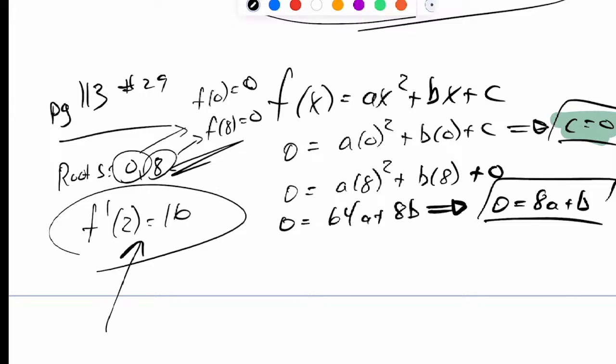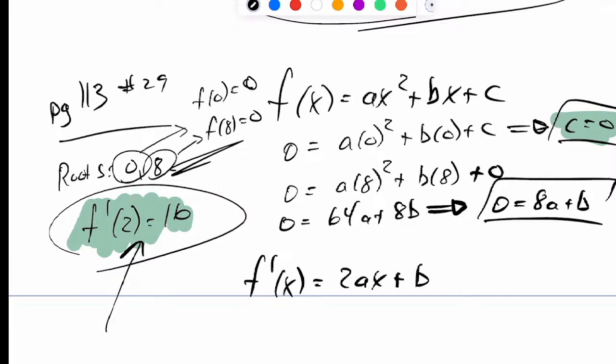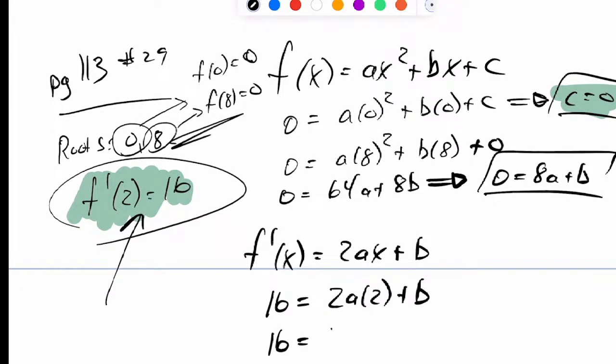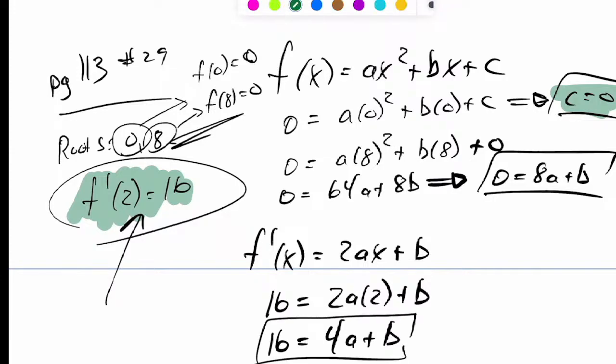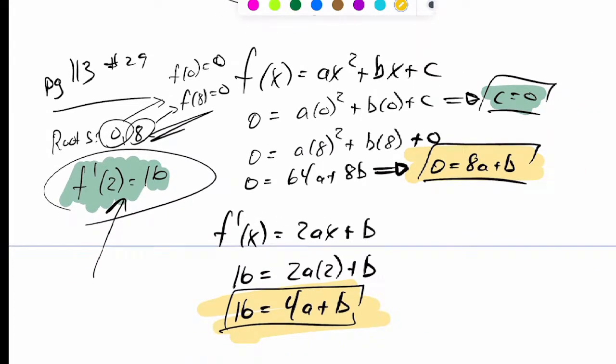I have not used this piece of information yet, so I'm going to take my derivative. f'(x) is 2ax + b. Therefore, if I let x be 2 in my derivative, it equals 16, so 16 is 4a + b. So for this question, you have two equations and two unknowns, and I can use them to solve.